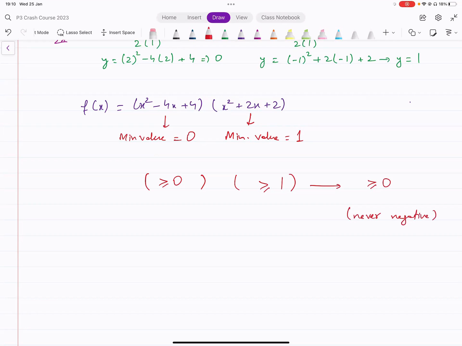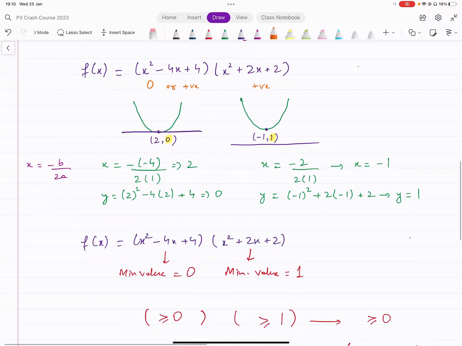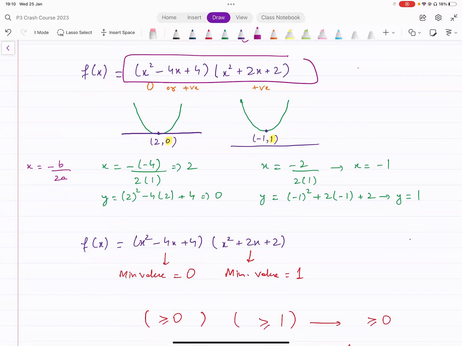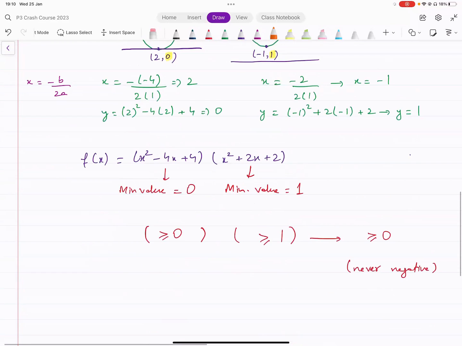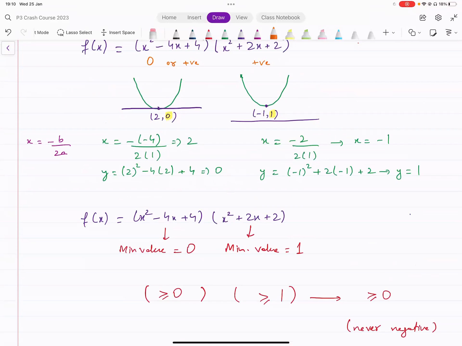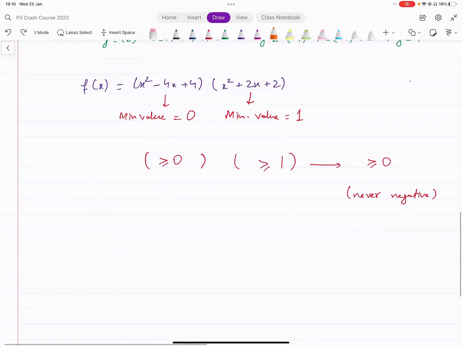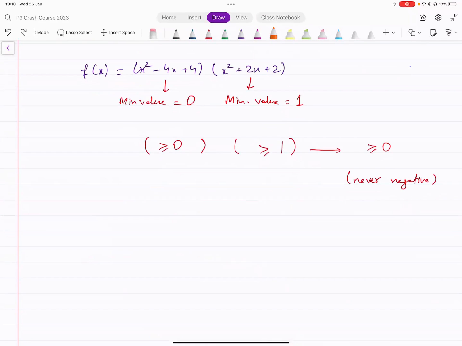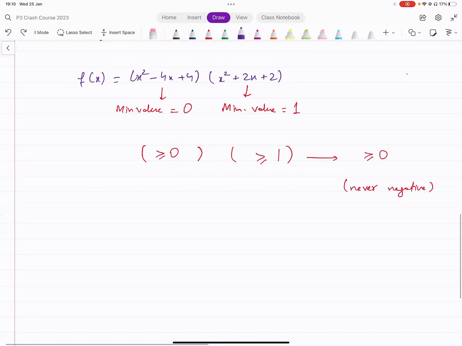What's the working that you'll have to show for this? You'll have to first factorize. This is the important thing. You show the two factors, and then you just find the turning point somehow. You find that the minimum value for the first factor is 0, and the minimum value for the second factor is 1. So the product can also not be negative. It also has to be greater than or equal to 0. And that proves that f of x is never negative.